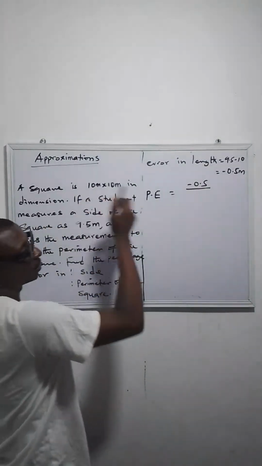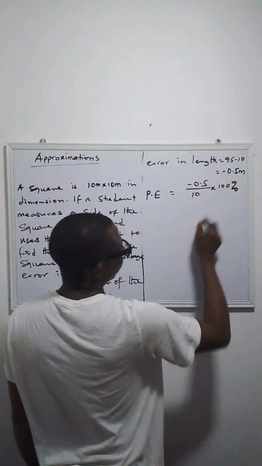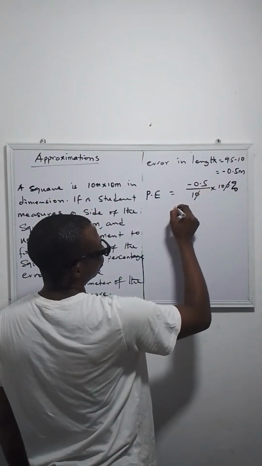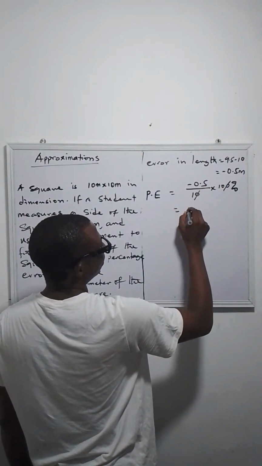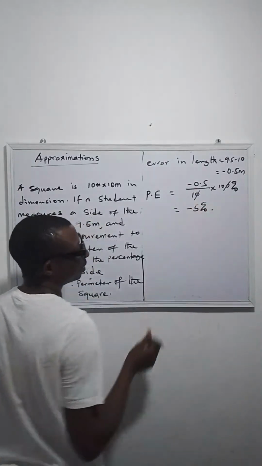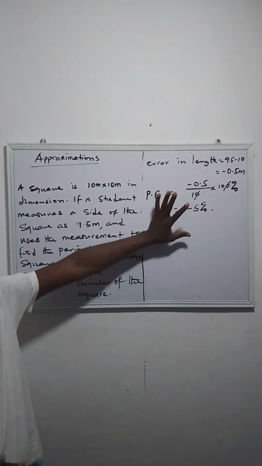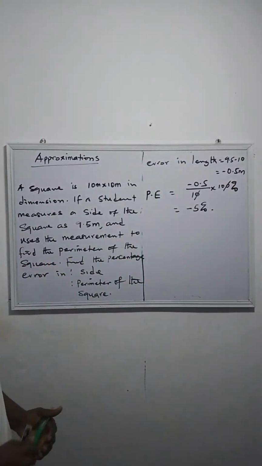That is 10. We have 10 times 100%. Okay, so this cancels this. So when you multiply this and this together, you have negative 5%. So that is the answer. So I want every one of you to pay attention to this. Okay. All right. So now let's look at the second part of the question.